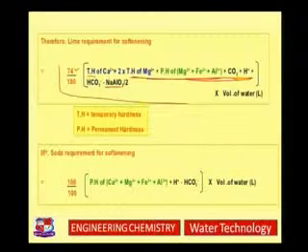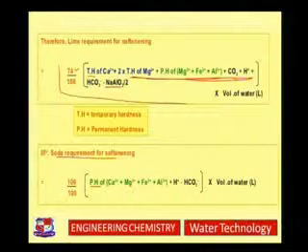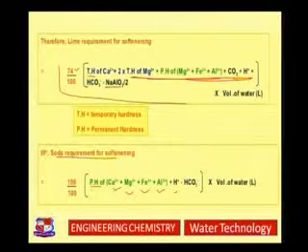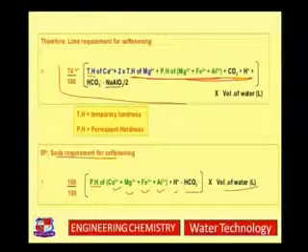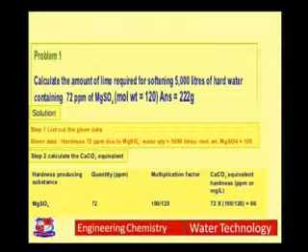This is the equation for soda requirement. What amount of soda is required? 106 by 100, into permanent hardness (PH stands for permanent hardness) of calcium, magnesium, iron, aluminium, plus H+, minus HCO3-, into the volume of water, the amount of water that needs to be softened. So in this manner, we first calculate the amount of lime and soda which are required. Let us see with the help of a problem.